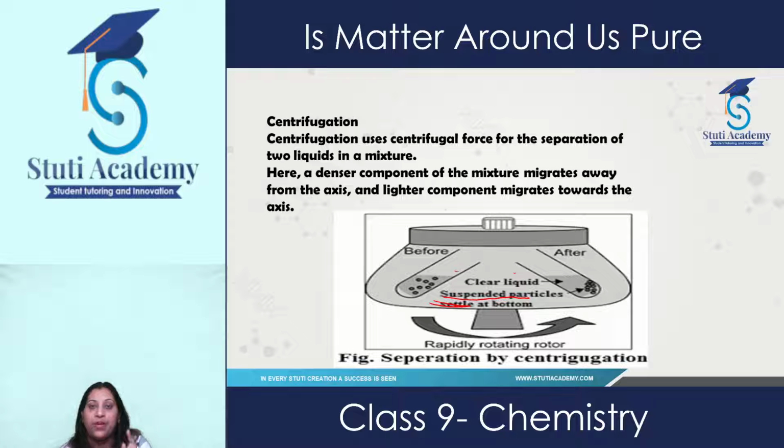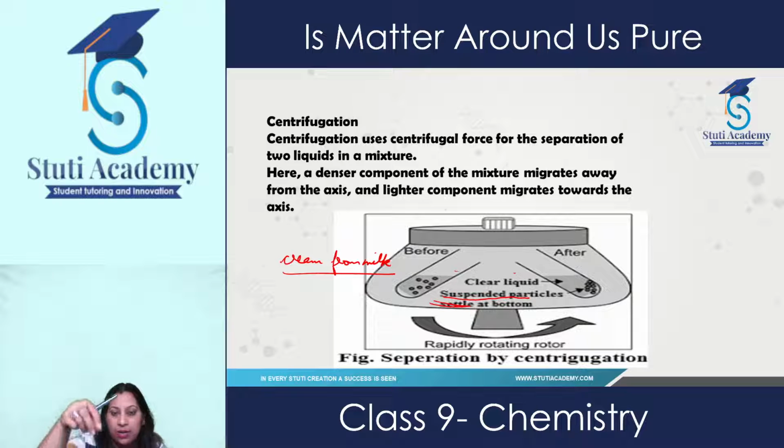And we need to separate it by using this centrifuge machine. This method we generally use to separate cream from milk. If you take milk and use a centrifuge machine, or generally we use it in our kitchen also when we are using a blender, in that case also the blender agitator acts like an axis. So it separates the suspended particles from the liquid.